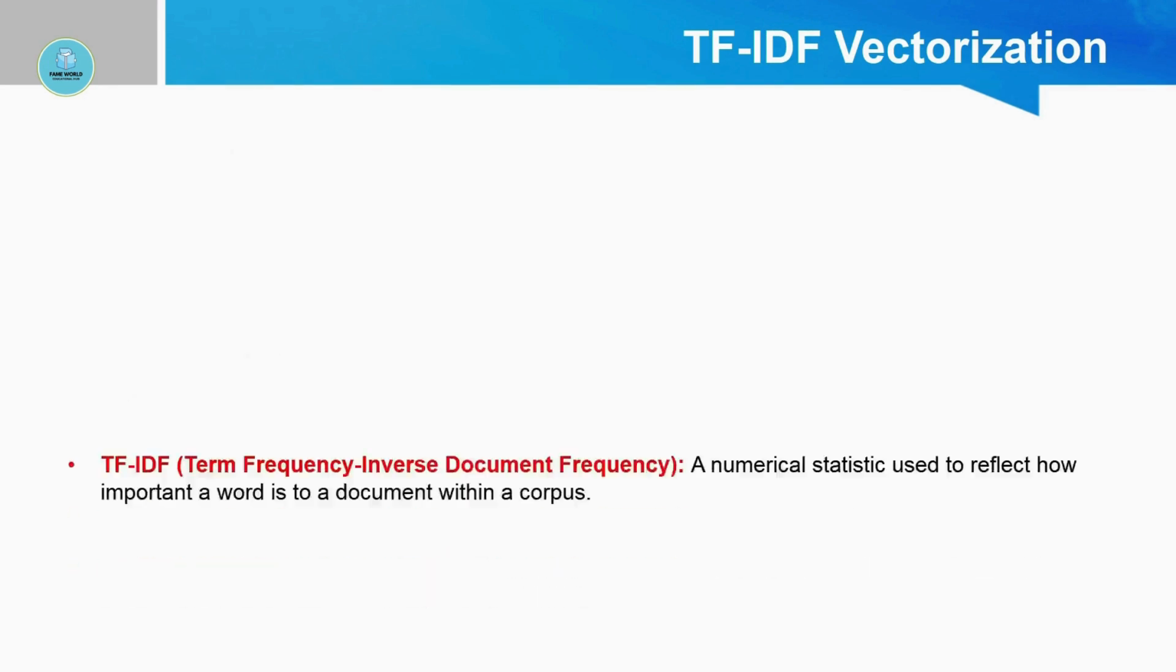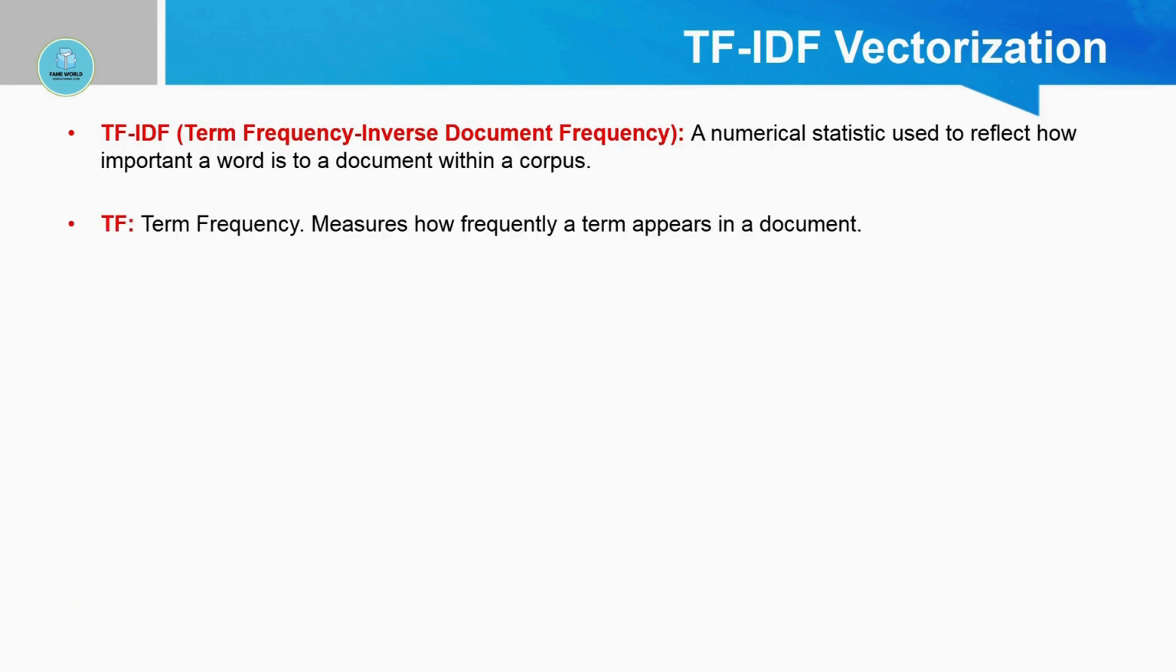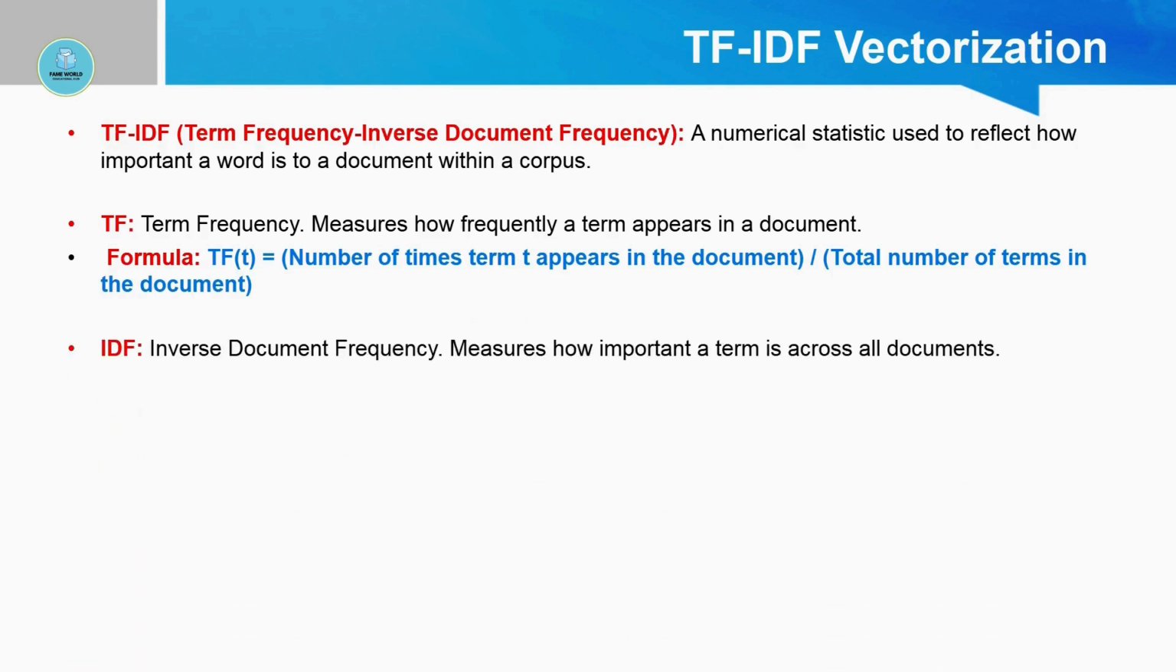TF-IDF is a statistical measure that evaluates the importance of a word within a document relative to a collection of documents. This is calculated using two components. First one is the term frequency, that is TF, which measures how often a term appears in a document. High frequency indicates that the term is important to that specific document.